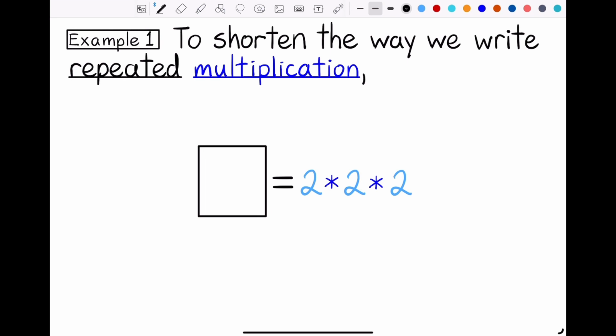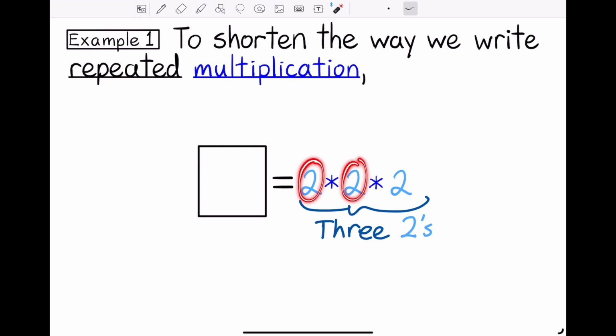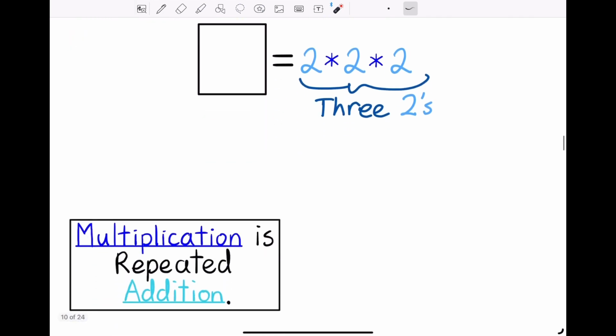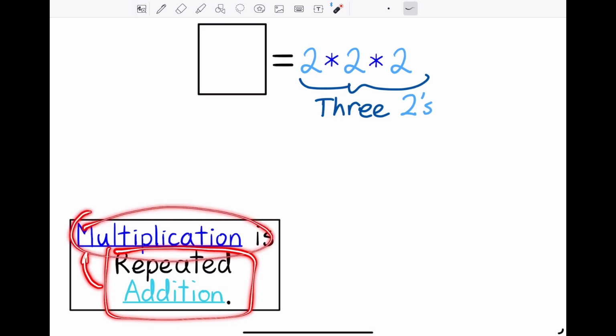To shorten the way we write repeated multiplication, let's look at the example where we're multiplying 3 2's together. We need 2 pieces of information. The first piece is the number we're multiplying repeatedly, which is 2. And the second piece is the amount we see 2 appear as a factor, which is 3. This is very similar information as to how we rewrote repeated addition as multiplication.